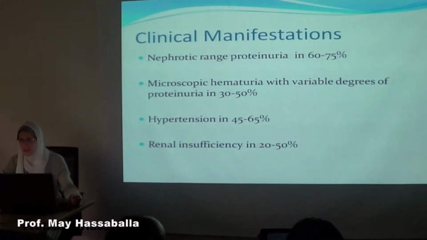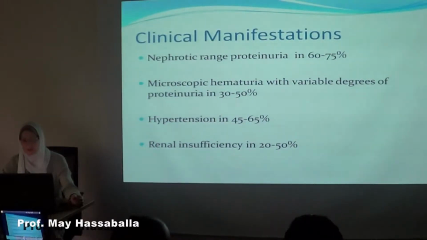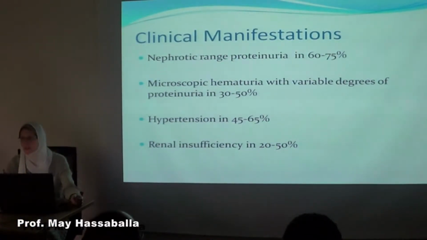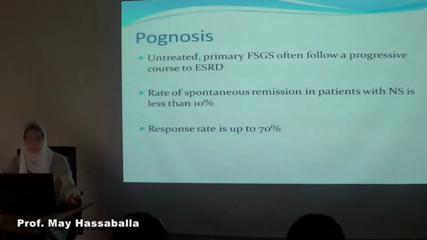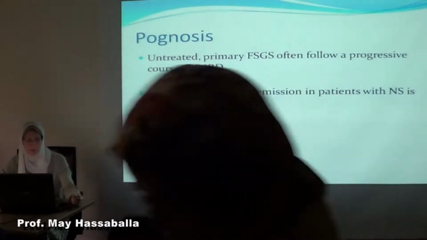Then what are the clinical manifestations? And now I'm talking about the primary. Nephrotic range proteinuria is the commonest and occurs in 60 to 70% of cases. Microscopic hematuria with variable degrees of proteinuria occurs in 30 to 50% of cases, hypertension occurs in about half of the cases, and renal insufficiency in 20 to 50% of the cases. If untreated, primary FSGS often follows a progressive course to end-stage renal disease, and this is particularly so with patients presenting with a full-blown picture of nephrotic syndrome.